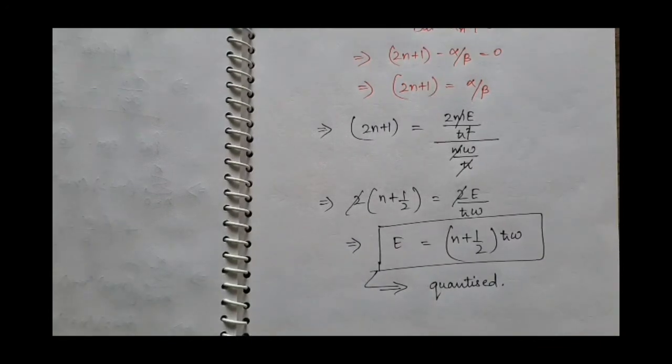So classically, the oscillator can have any value of energy starting from 0 to any positive value, but quantum mechanically, the minimum value of energy of the simple harmonic oscillator is non-zero, and that is equal to half h cut omega, which is known as zero point energy. And the energy is not continuous, it is quantized in nature, and all the energy levels are equally spaced. The difference between various energy levels is the same. So this is the quantum mechanical point of view. So this is all about the simple harmonic oscillator problem, classically and quantum mechanically.